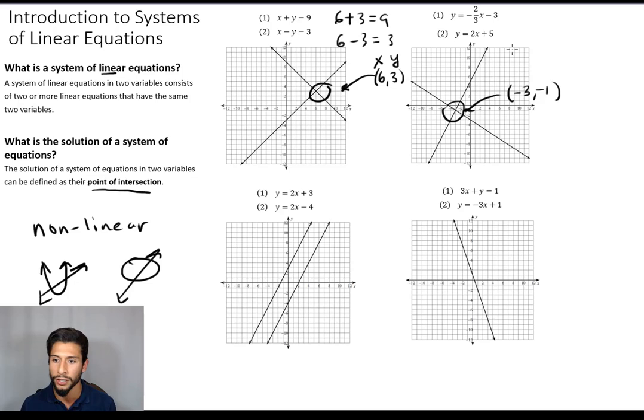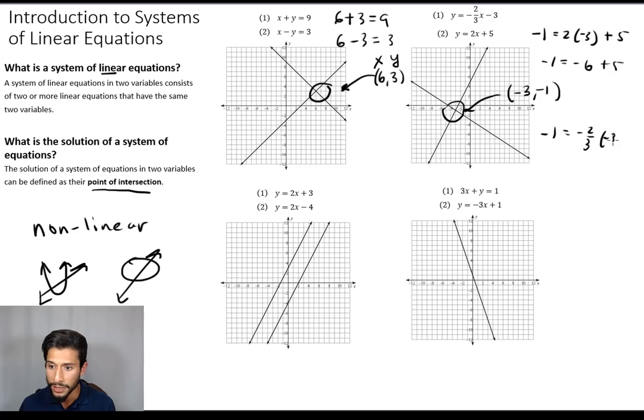Same thing is true here. If you plug in -1 for y, and -3 for x on the bottom equation, you get that -1 is equal to -6 plus 5. That's true. Same thing on the other equation on top: -1 is equal to -2 over 3 times -3, minus 3. This is going to give you 2 minus 3, which is -1 as well. So again, the solution, their point of intersection, satisfies both equations.